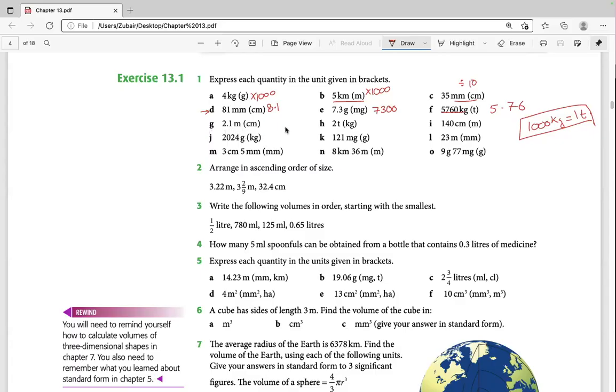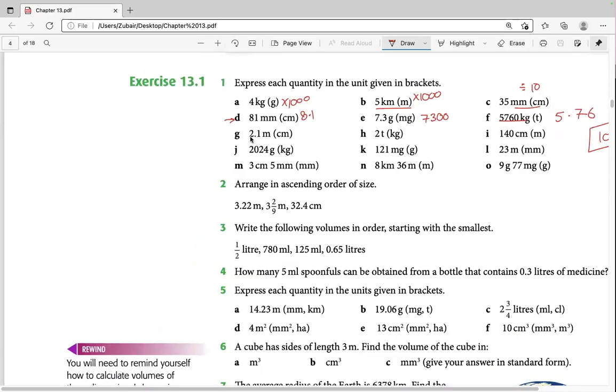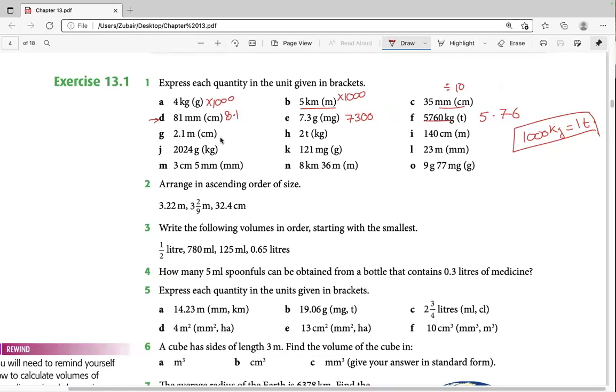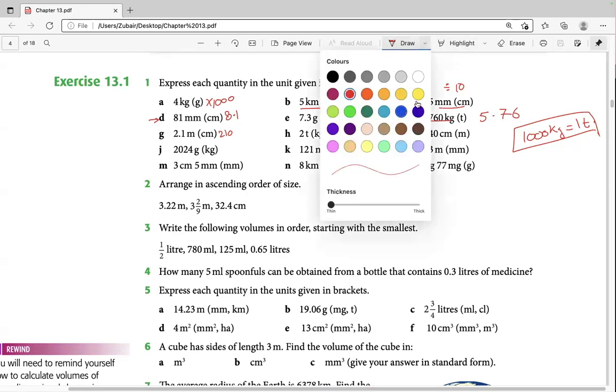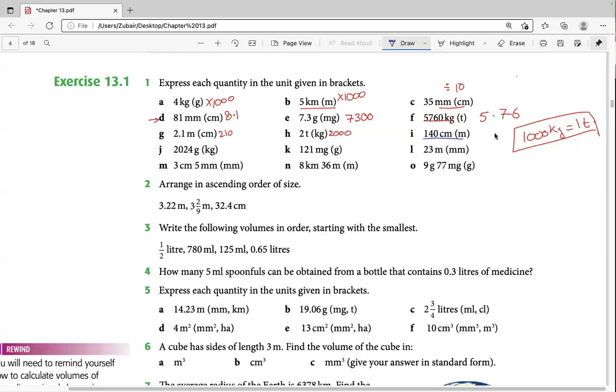G part answer. Is it readable? Yeah, times by 100. Yes, 210. Now 2 tons to kgs. So this time it's timesing. So it's 2,000. 140 centimeters to meters. So it's going to be 1.4. Very good. Grams to kgs.